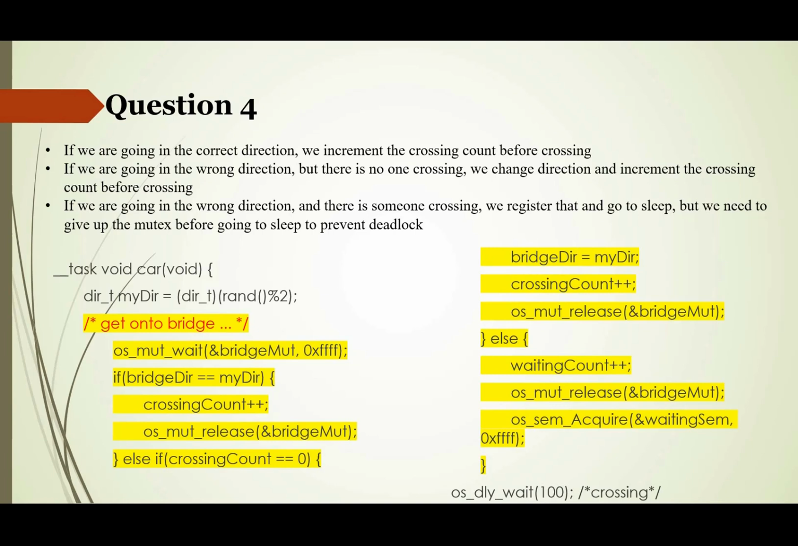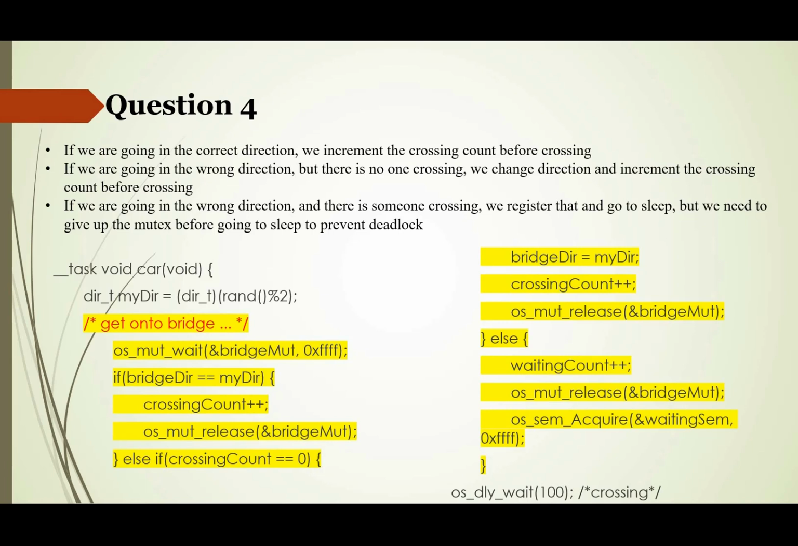Okay, so the first thing that we want to do is define, or we want to know, what is the direction and what should be the direction. So first we take the mutex for that bridge. Then we check if the bridge direction is equal to my direction. My direction is for each car that wants to cross the bridge, right? So if this is equal, it means that I am allowed to enter the bridge.